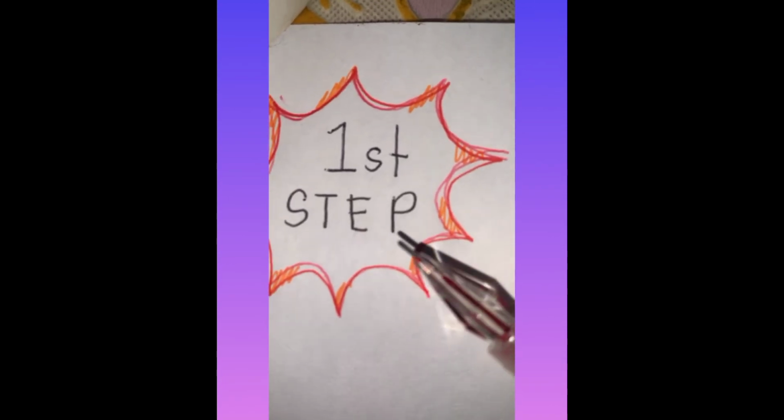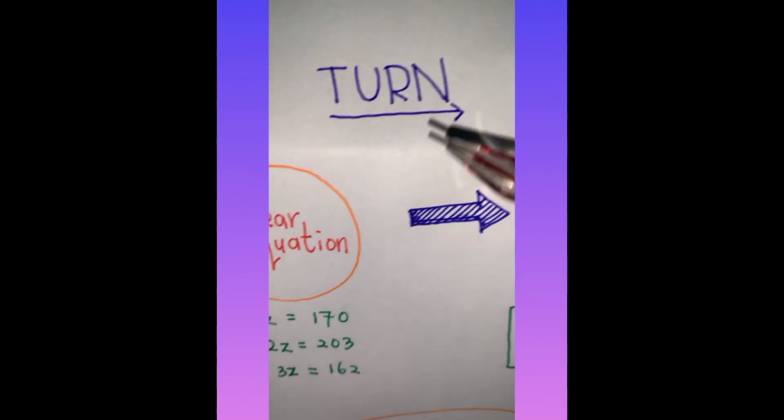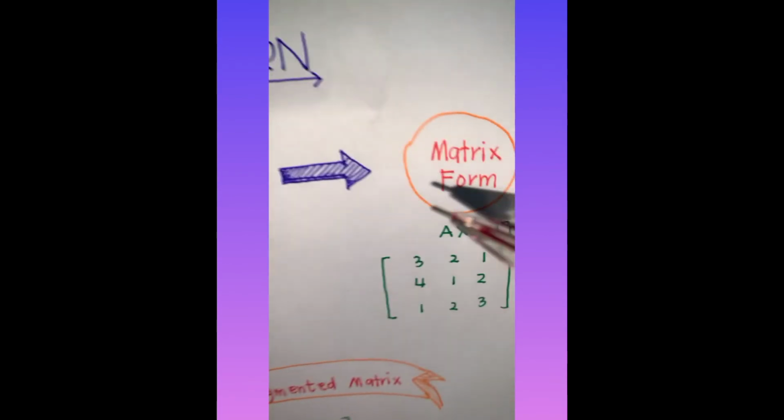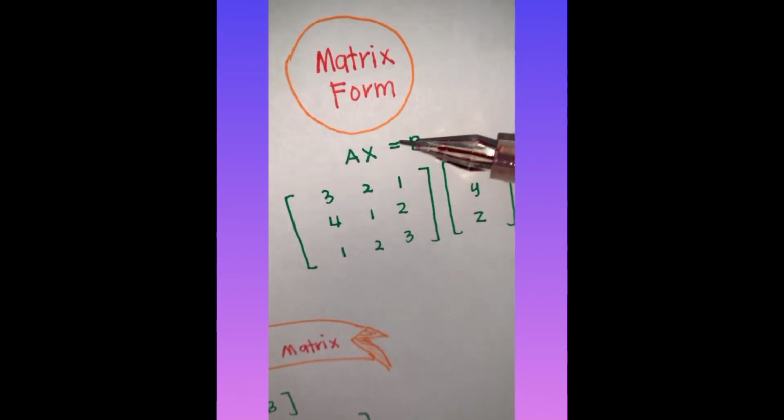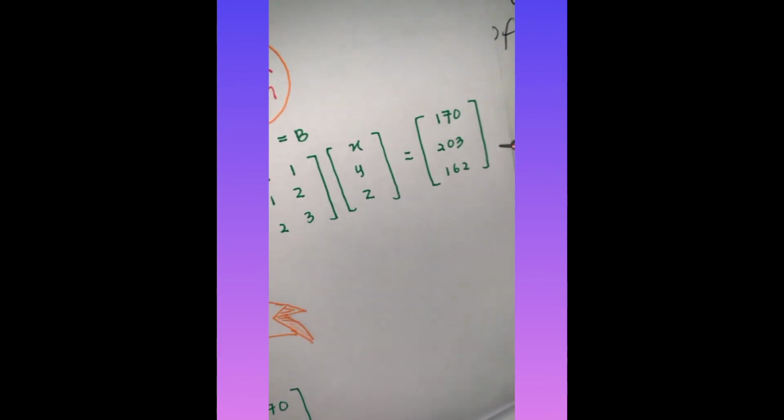Okay, when we look at the question, we will get the three equations: 3x plus 2y plus z equals 170, 4x plus y plus 2z equals 203, and x plus 2y plus 3z equals 162. So the first step to answer the next question is we have to turn the linear equations to the matrix form, which is Ax equals B, and then we can create the augmented matrix.